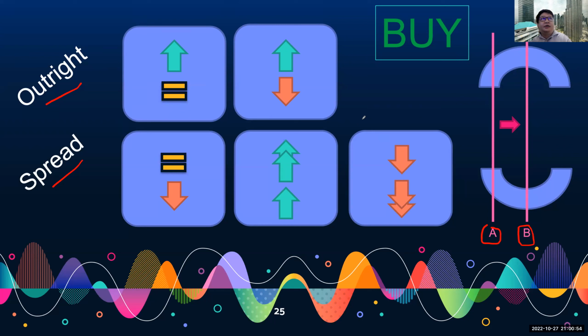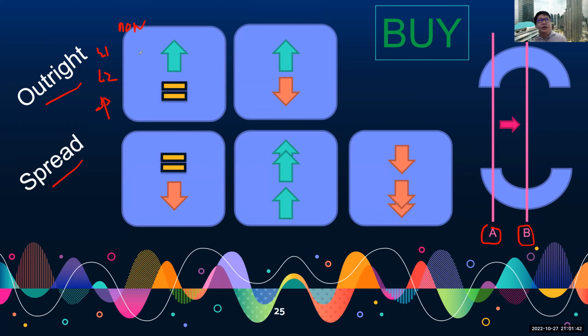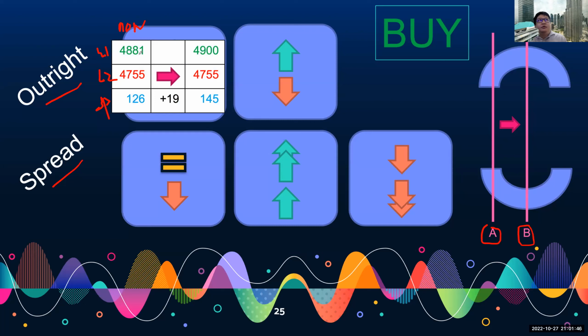So here I give you a numbers example. Let's say now, leg 1, leg 2, spread. Leg 1 is 4881 and leg 2 is 4755. The spread will be 126: leg 1 minus leg 2, then you get the spread. Then after a while, maybe the spread widens. For this case, the first one goes up and the second one maintains. The first one goes up to 4,900. The second one maintains at 4,755. So you will see the spread go up.